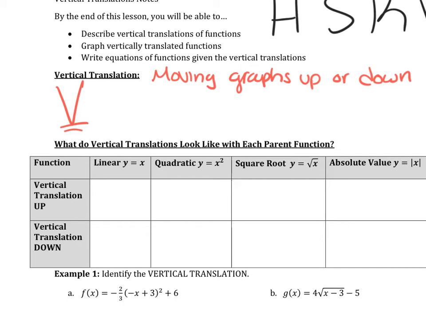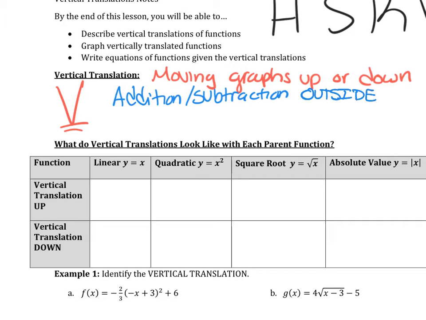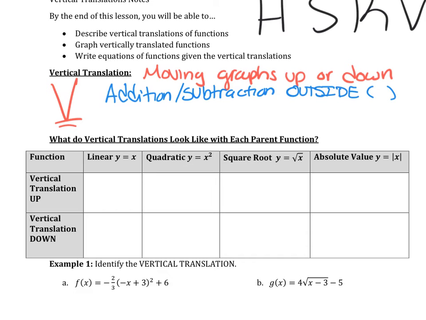So vertical translations are similar to horizontal translations in that it is addition and subtraction, but with horizontal translations, that addition or subtraction happened inside the parentheses. With vertical translations, the addition or subtraction happens outside of the parentheses. So addition or subtraction outside of the parentheses.